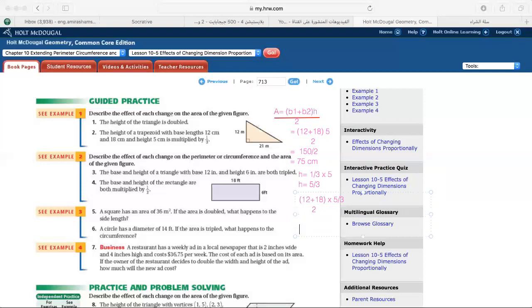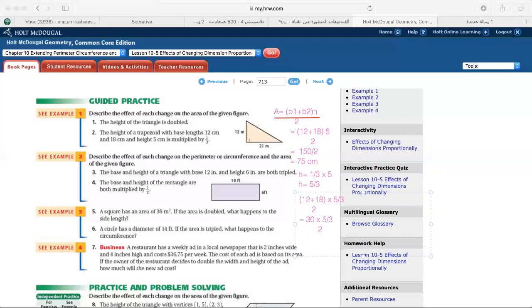So 18 plus 12 is 30. 30 multiplied by 5 over 3 all over 2. Let's calculate this part. If I'm going to multiply the numerators together, it is 30 multiplied by 5, so it is 150.